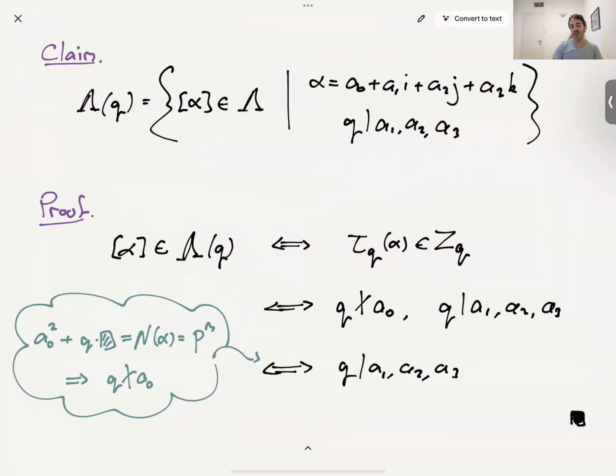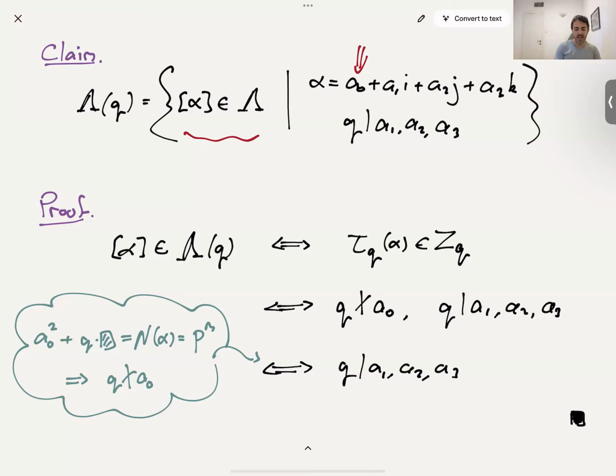So what I'm saying is that lambda q consists of all these classes in which the first coefficient can be anything. Actually, it cannot, we'll see, but you can write it like that. Whatever it is, all I require is that the other three coefficients are divisible by q. Okay, so lambda q contains exactly all of these quaternions whose imaginary parts are divisible by q. They are zero modulo q. And the proof is easy, just following the definition.